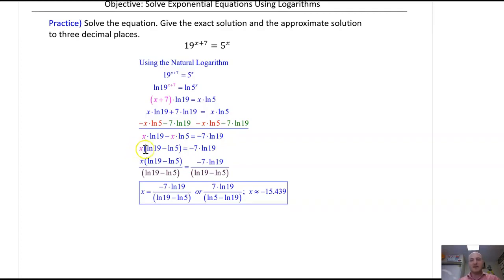So here, x times natural log of 19 minus natural log of 5 is equal to negative 7 natural log of 19. And then I just divide. So you should end up with the solution negative 15.439. You might end up with a different exact solution. If you moved this x natural log of 19 over to the right instead, if you just subtracted, then you may end up with this answer, 7 natural log of 19 divided by natural log of 5 minus natural log of 19. Okay.